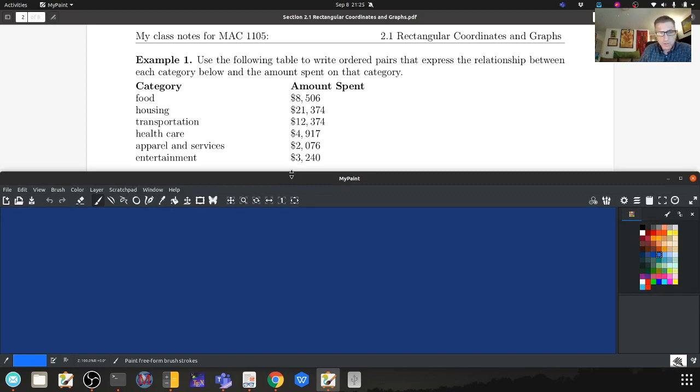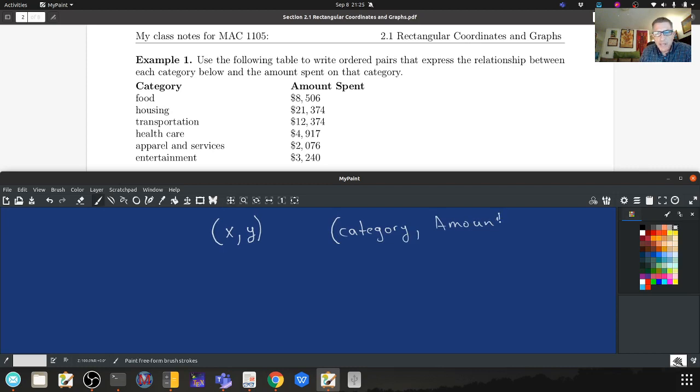It's just a different interpretation of an ordered pair. So normally we have ordered pairs. We talk a lot about dimensionality in mathematics, and you've just entered the world of two dimensions. So the normal ordered pair is x, y, and x is a number and y is a number. Here we're going to have something different. We're going to have category and then amount.